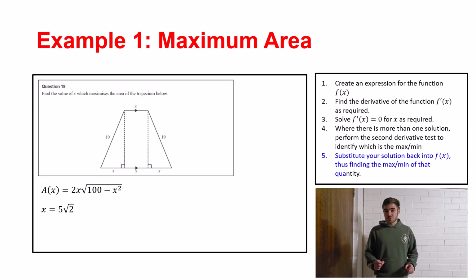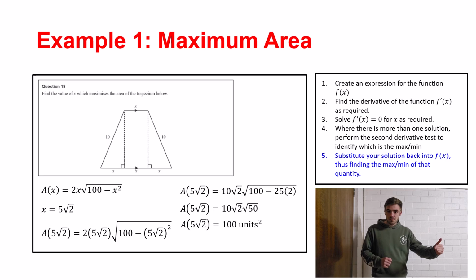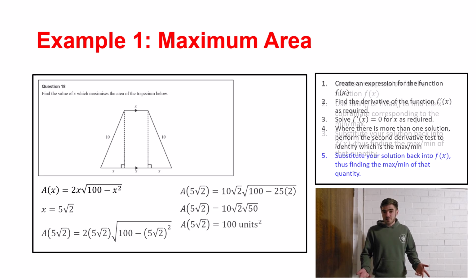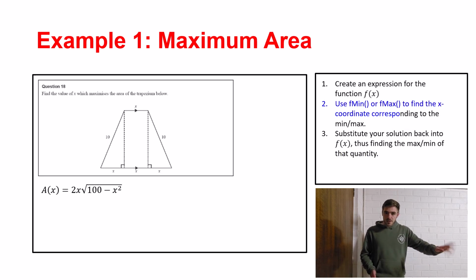If we instead wanted to find the maximum area, not just the x value that gives us a maximum, then all we're going to do is take that x value that we found and then sub that into our area equation. Not the derivative equation, but the area equation. And when you do that, you're going to get 100 units squared. If you were to do this tech-active, then you could skip all that derivative stuff and just use the fMax function.